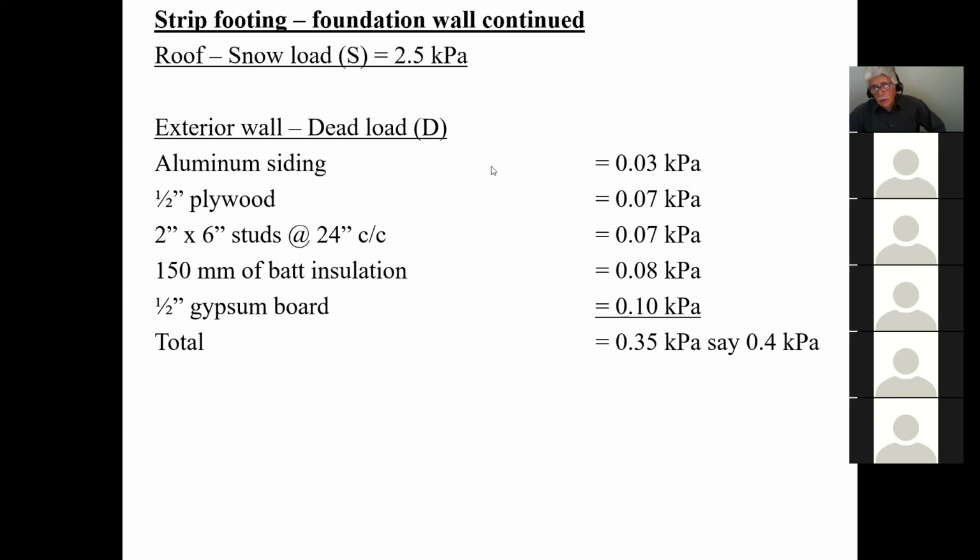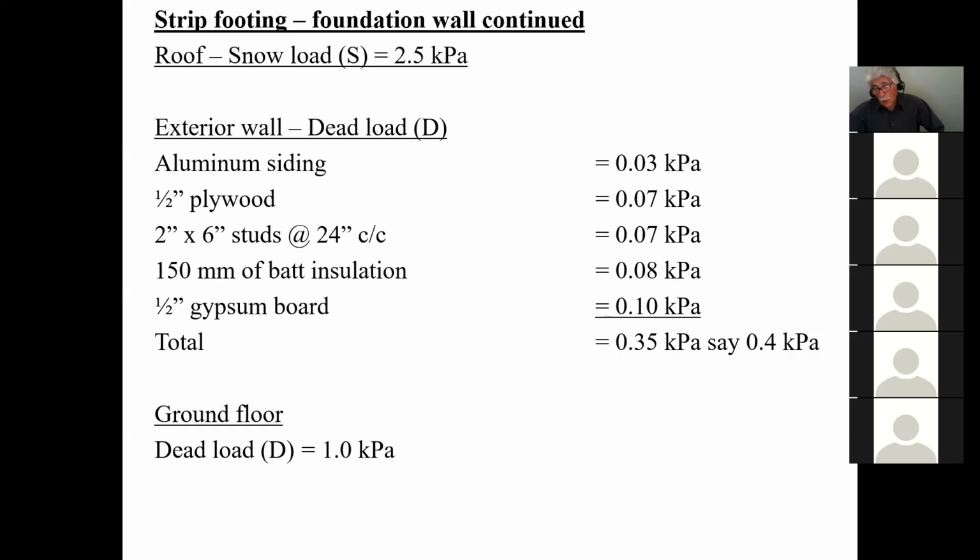What's the next thing that's coming down? We have our roof, we have our wall. What's the next thing? The first floor. So we have our floor. What's the dead load of the floor? We've already calculated it. Do we need to recalculate it?